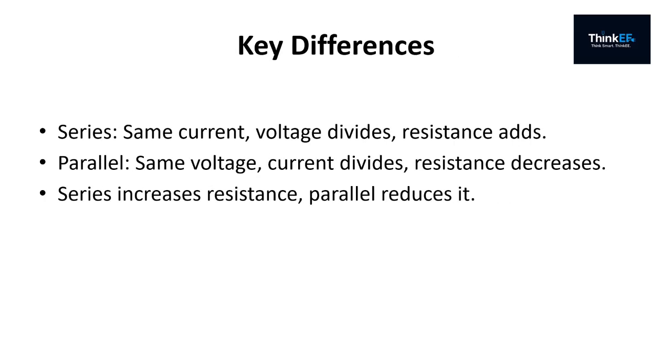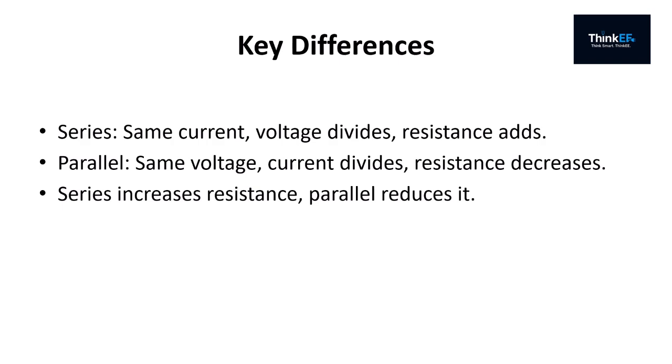Here's a quick comparison. Series circuits have the same current, while parallel circuits have the same voltage. In series, resistances add up. In parallel, conductances add up. Each type has its own advantage depending on the application.